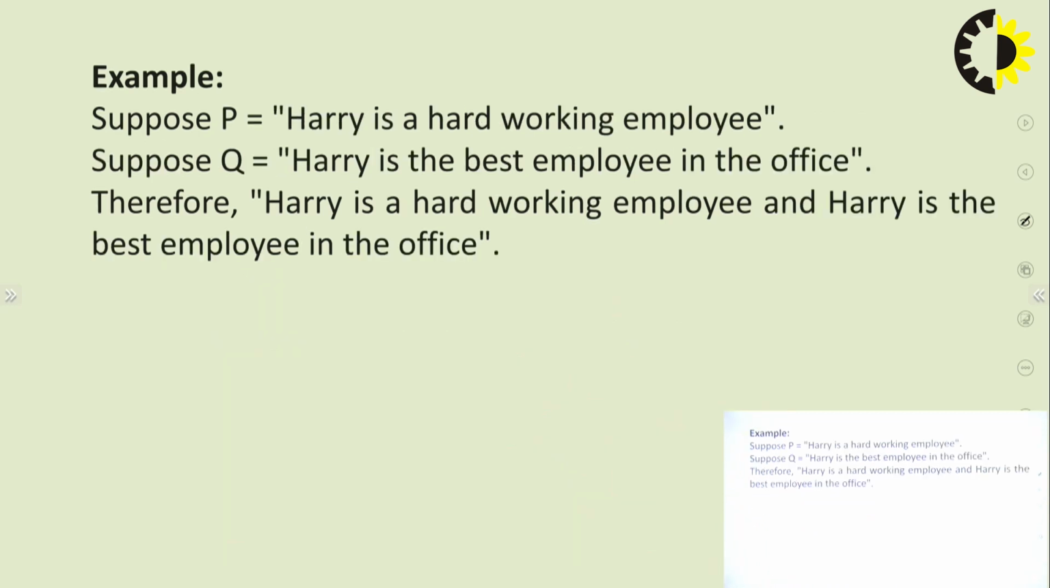So now this is an example simply showing that if the value of my P is Harry is a hard-working employee and the value of Q is Harry is the best employee in the office, then I can conclude that Harry is a hard-working employee and Harry is the best employee in the office. This is by rule addition.